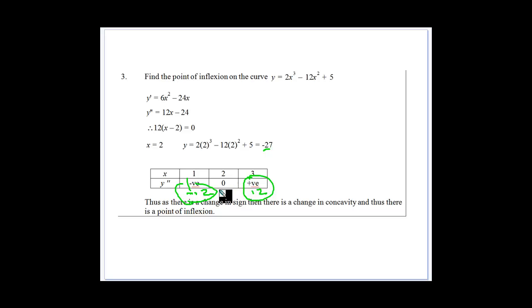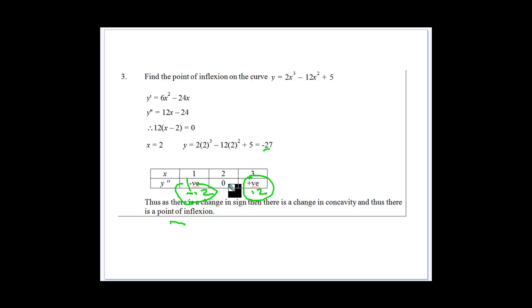So it changes concavity. We can say that because there's a change in sign, there's a change in concavity, and thus there must be a point of inflection. That's what we need to do to prove that. We need to be able to show that there is a change in concavity there. So there must be a point of inflection.